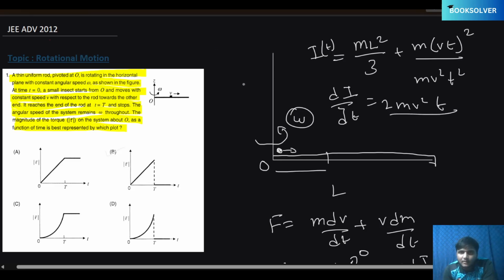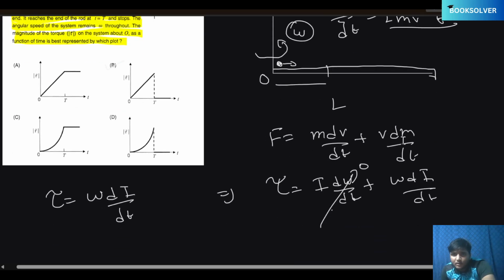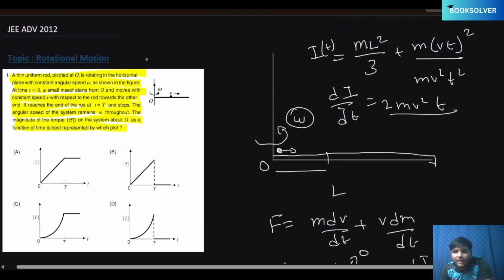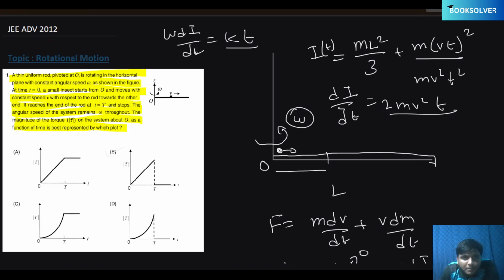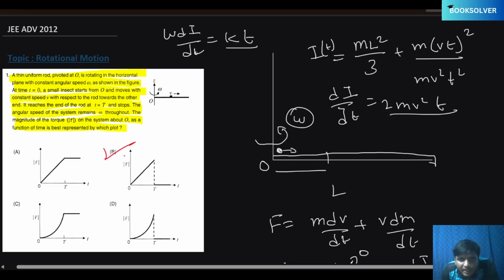So we can say that basically omega is also a constant. So omega times dI by dt is equal to k times t here. So it means it will give a linear graph with a zero intercept, which is matching, I think, our option B here. Okay, you can clearly see here that option B is matching. So our final answer is nothing but B here. Thank you, everyone.